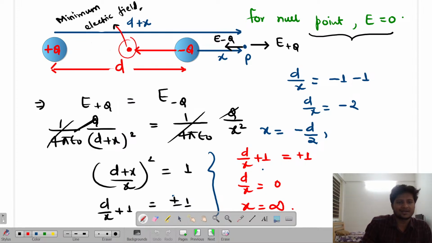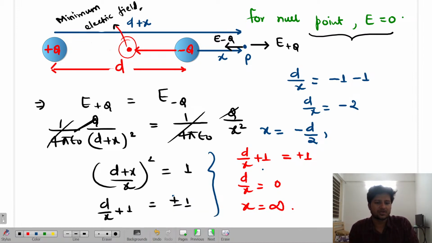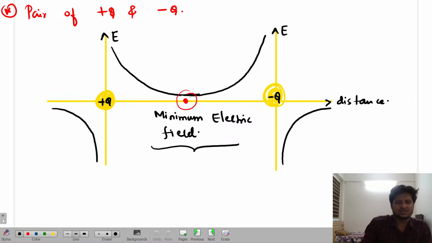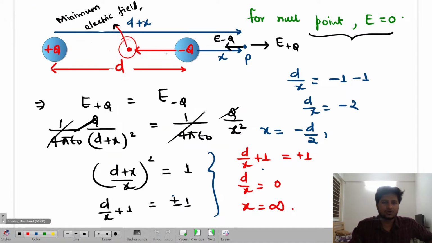Null point means the electric field will be zero, isn't it? But whatever D we are getting over here, we will still have to verify. Even I asked many persons today why it is appearing like this, but this is just coming graphically, that the minimum is over here, right? But the null point is not over there at minus d by 2. Is that clear?